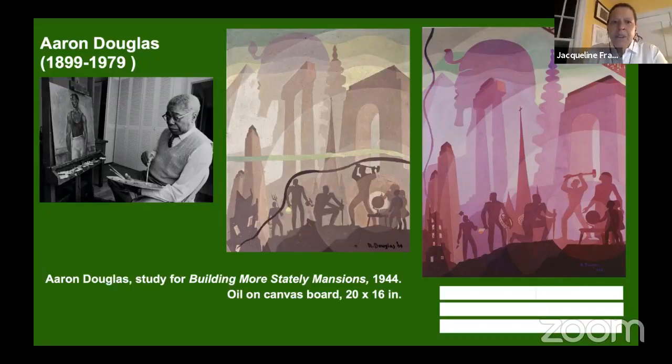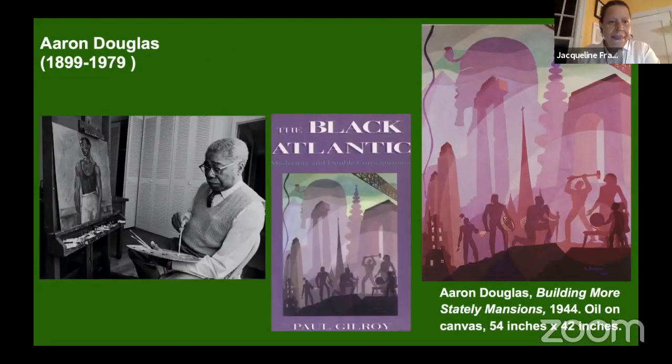Yes, the colored palette is stronger. It's hotter in the finished painting. Industrialization comes across very strongly with the crane. Great, the curving line is moved, right? You have this green line, which we see a lot of times in Douglas's work, including in the mural series called Aspects of Negro Life.